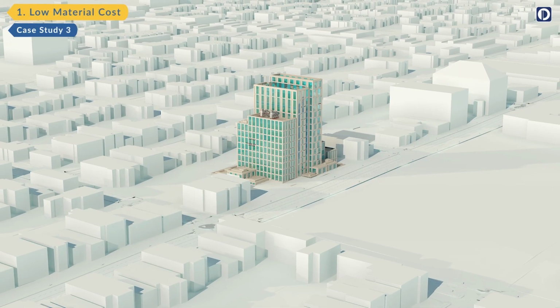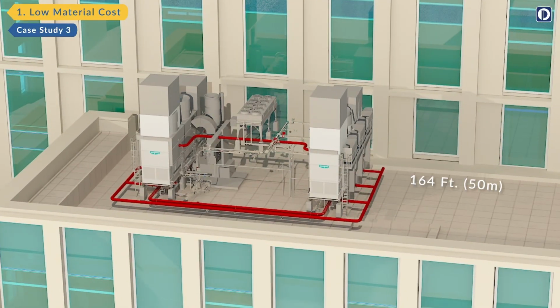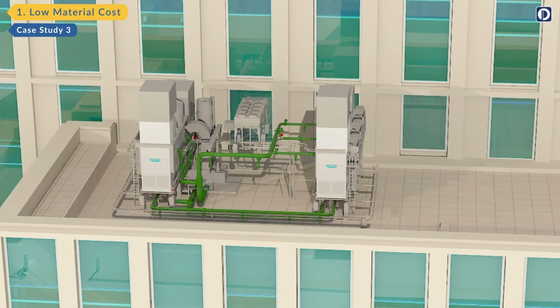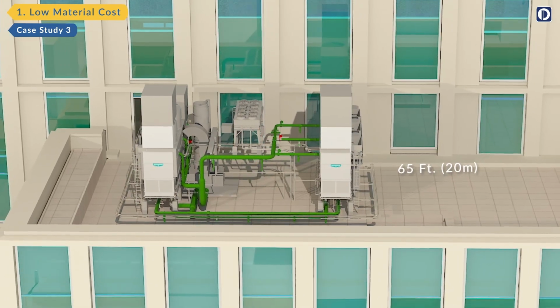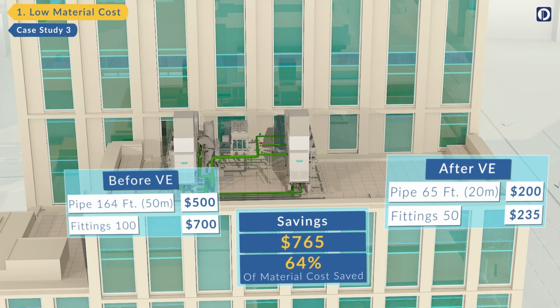In this commercial residential building, the initial pipe length of the cooling tower was 164 feet with 100 fittings. After value engineering, we reduced the pipe length to 65 feet with 50 fittings, hence saving 64% of material cost.